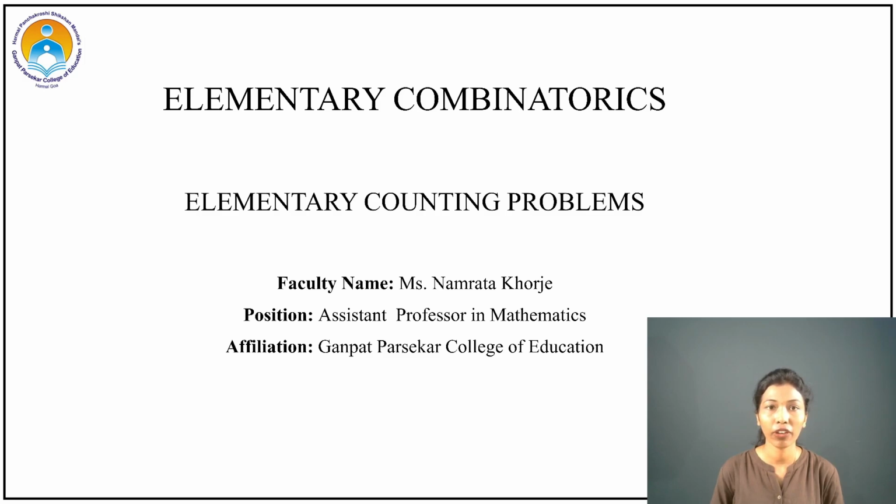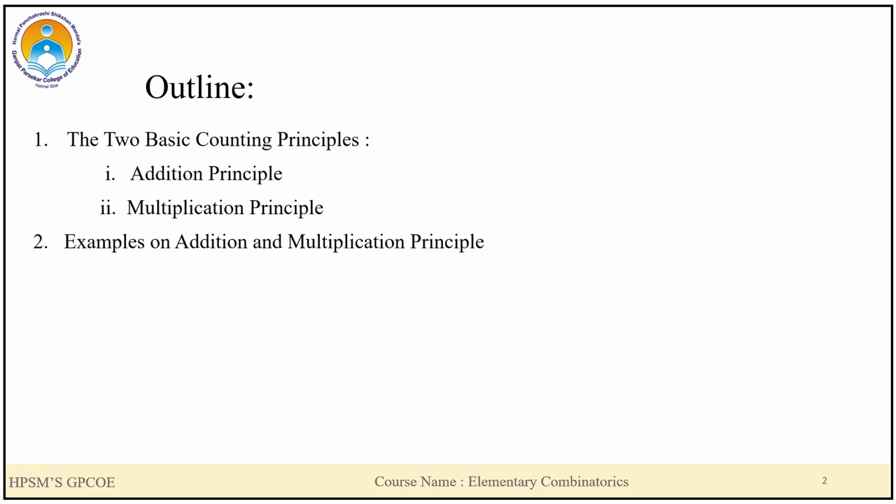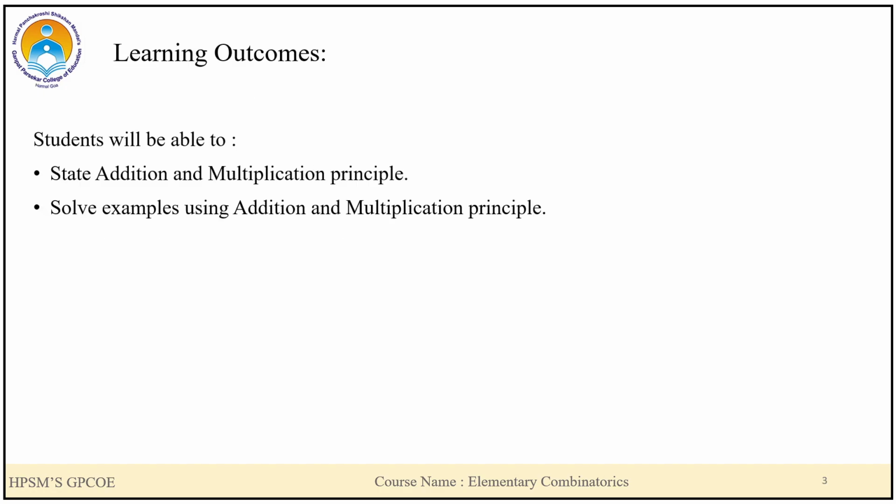Course name Elementary Combinatorics, topic name Elementary Counting Problems. In this module we will look at the two basic counting principles. The first one is the addition principle and the second is the multiplication principle, and we will also see some examples on addition and multiplication principle. At the end of this module, students will be able to state the addition and multiplication principle. Also, students will be able to solve examples using the addition and multiplication principle.